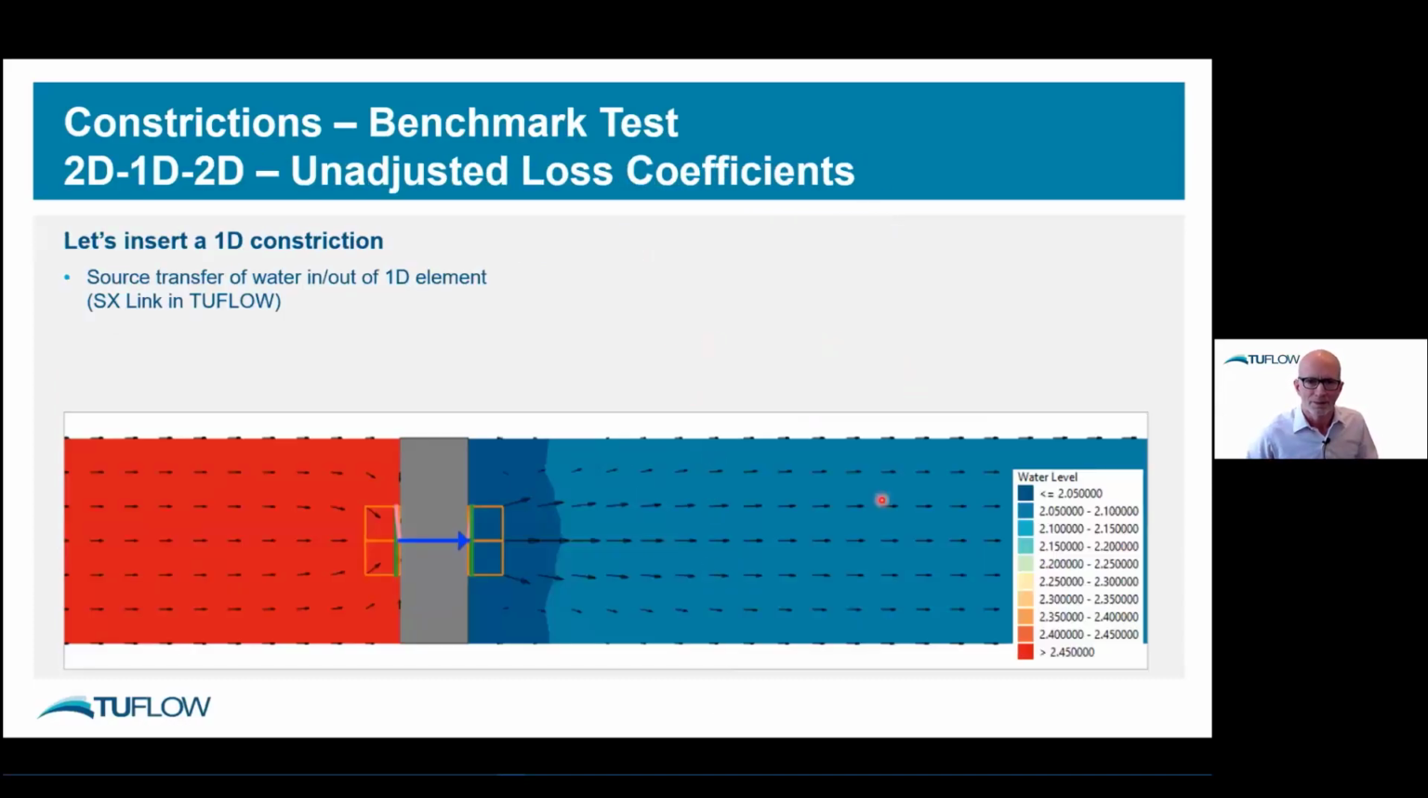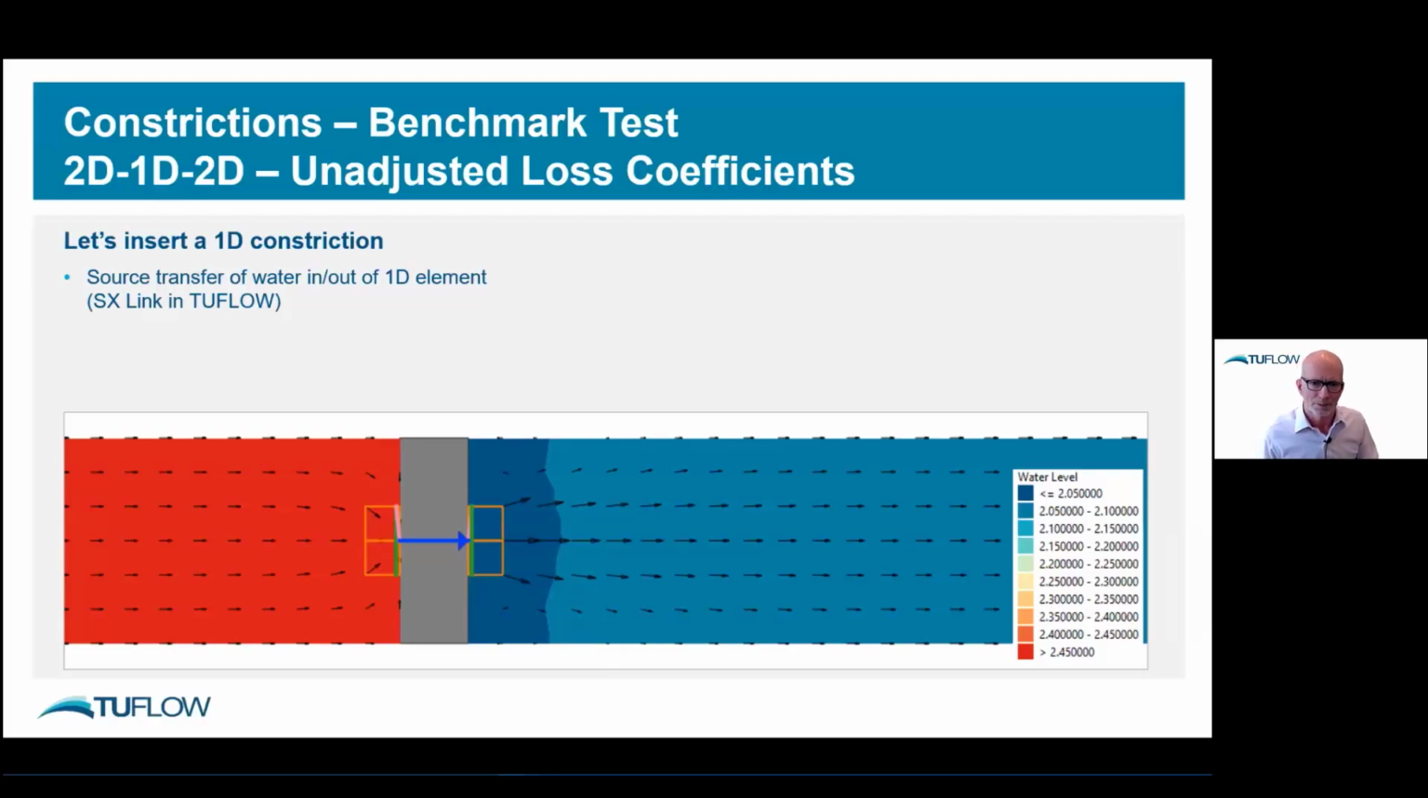Now let's look at putting a 1D element in there. So we basically isolated those 2D cells, put in a 1D element and connected that. And we're using the most common way in TUFLOW, which is the SX link. So the water comes in and through the 1D column and gets spat out the other side. It doesn't necessarily produce great patterns downstream, but it gets the water through the embankment.